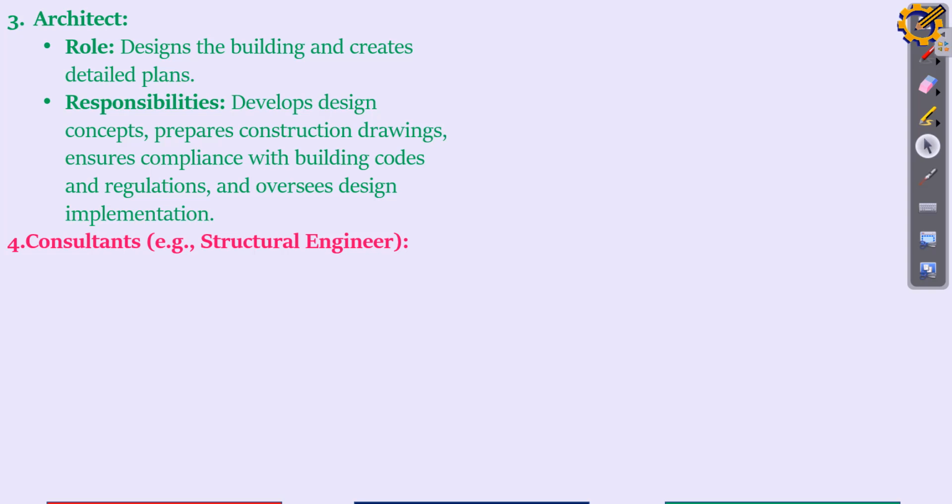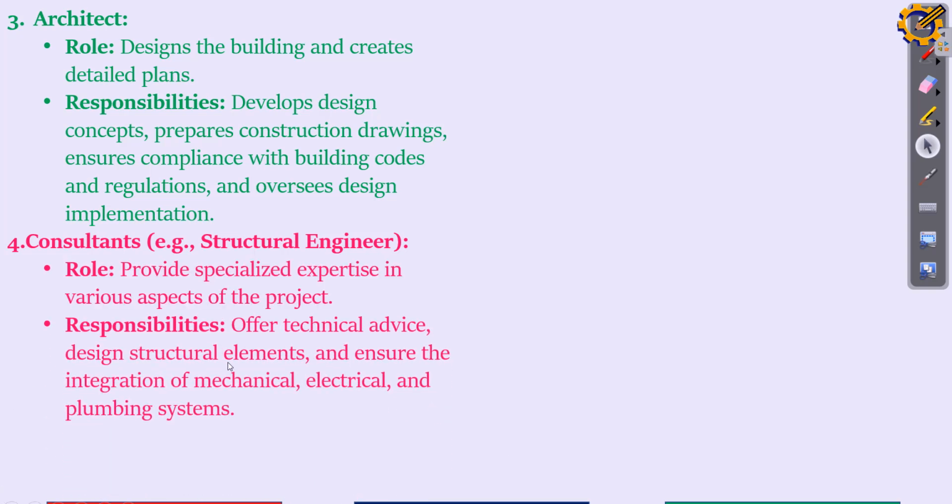That is what an architect can draw for you, and in the picture they will do several designs and you'll be like, wow. But a structural engineer will come and let you know that it can't work. This building will collapse. How can 4 columns carry that whole structure? That is why you need the knowledge of structural engineers and consultants in such scenarios. Their role is to provide specialized expertise in various aspects of the project. Their responsibility is to offer technical advice, design structural elements, and ensure the integration of mechanical, electrical, and plumbing systems. That is one of their works.